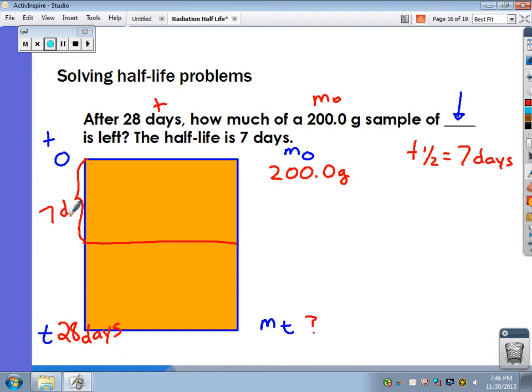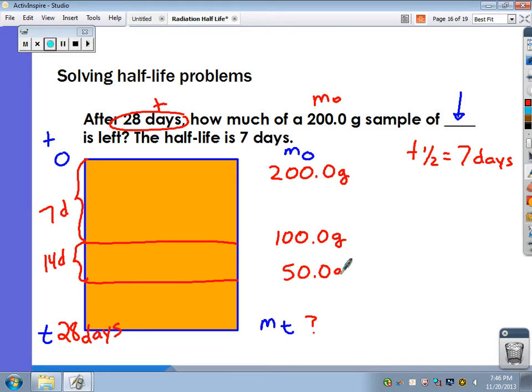I'm going to put a D for days, okay? If that happens after 7 days, how much do I have? I have 100 grams left. Have I reached 28 days yet? No. So I'm going to have 7 more days pass. That's 14 days. How much is left? 50 grams. Have I reached 28 days yet? Nope. So I'm going to cut it in half again. 7 more days go by. That's a total of 21 days. How much is left? 25 grams.